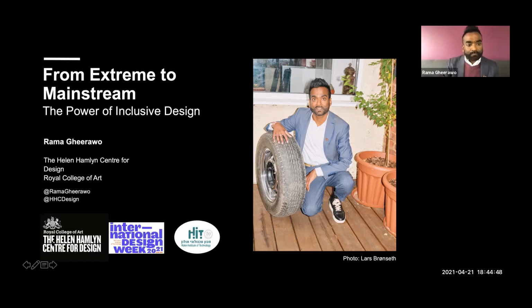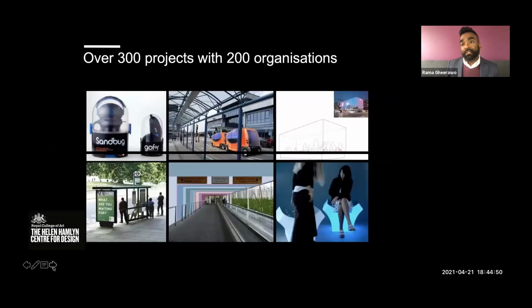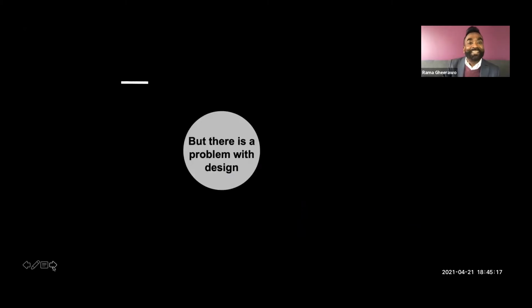So I'm going to talk to you a little bit about inclusive design, but I come from a center, the Helen Hamlyn Centre for Design, that's used these principles to conduct over 300 projects with 200 organizations, products, systems, services. Bottom center, you can see Heathrow Terminal 5. If you like the wayfinding there, we did it. If you didn't like the wayfinding, they executed it badly.